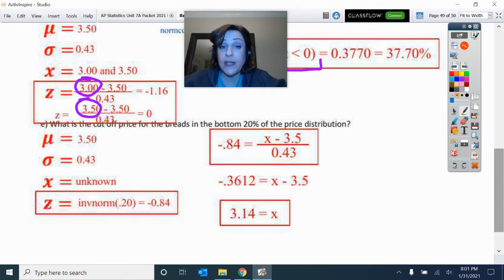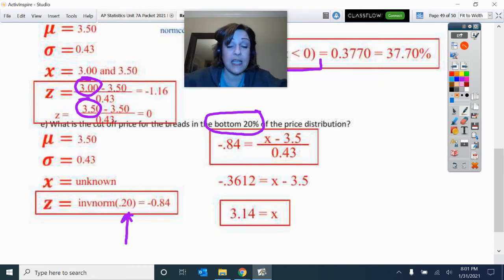And the last one, it is asking about the bottom 20%. And if it asks about the bottom 20%, then you are ready to put that into inverse norm to find that percent or to find that z-score. So negative 0.84 is how we get that, and we solve and we get 3.14.